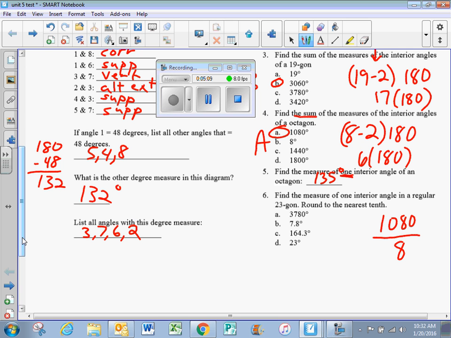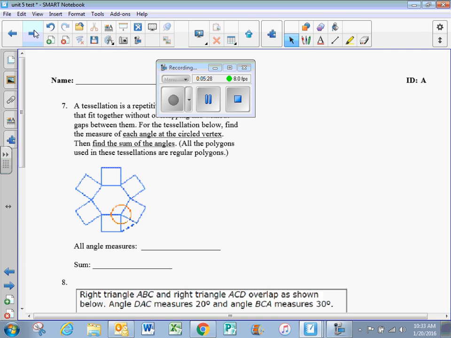And then the last one, to find one interior angle here, we're going to go n minus 2 times 180 divided by n. And you get what? What's the answer on that one? C. You get 164.3. Okay? Page 1, done. Hopefully, if you made mistakes, you just learned from them.